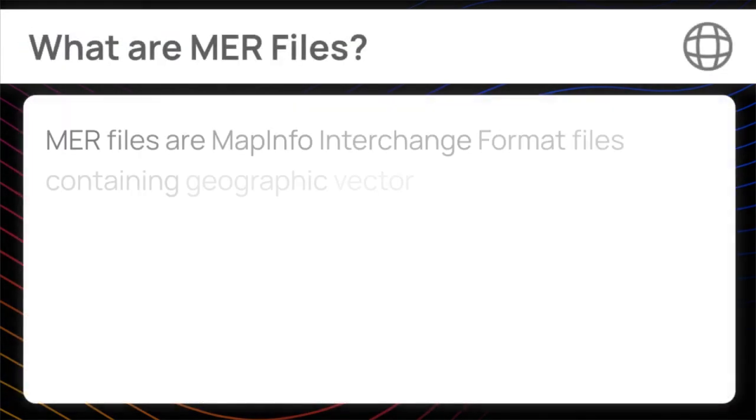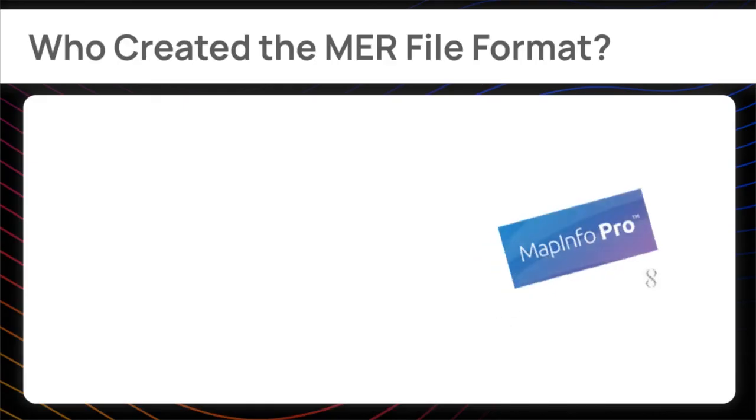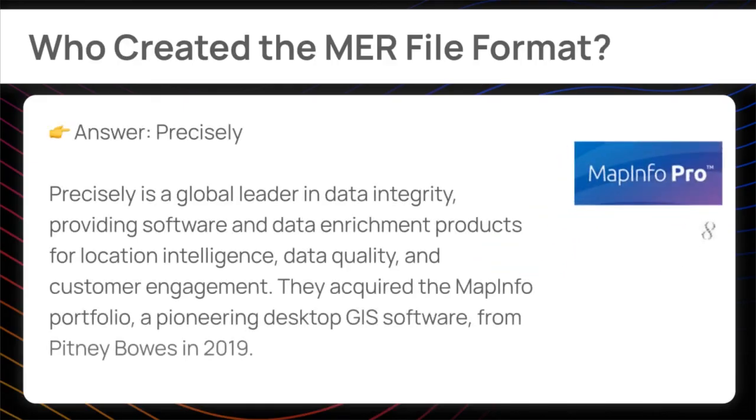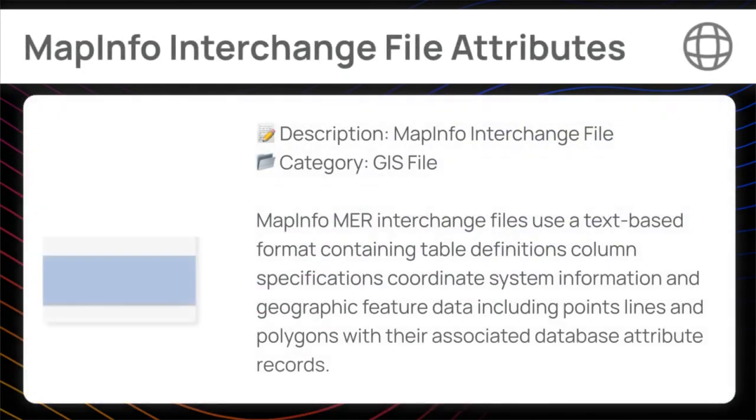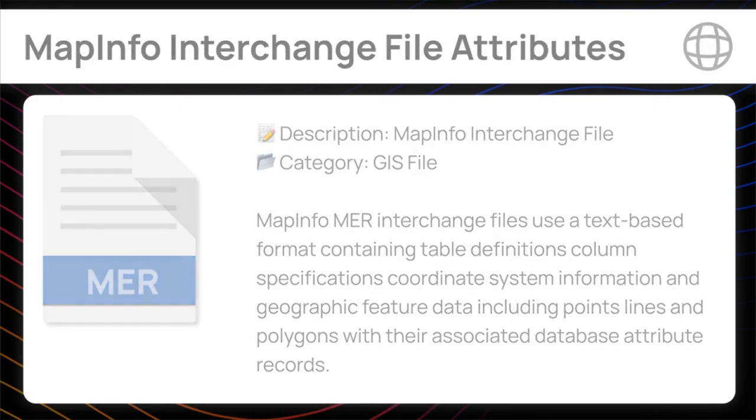MER files are MapInfo Interchange Format files containing geographic vector data with associated attribute tables, exported for data exchange between different MapInfo Pro installations and versions. They package map data in a portable text-based format. MapInfo MER interchange files use a text-based format containing table definitions, column specifications, coordinate system information, and geographic feature data, including points, lines, and polygons, with their associated database attribute records.